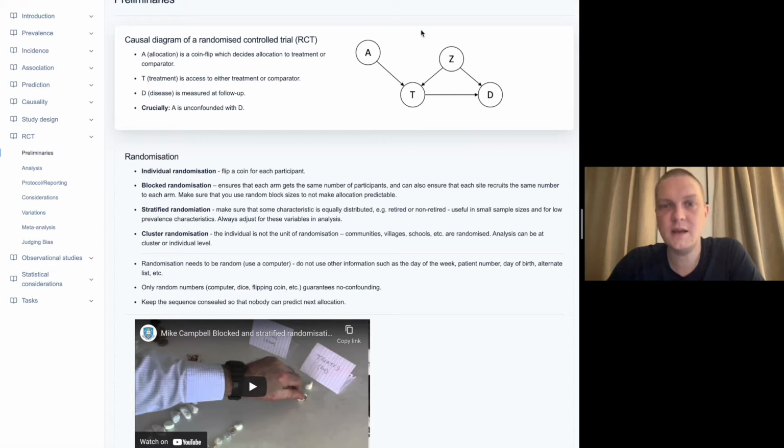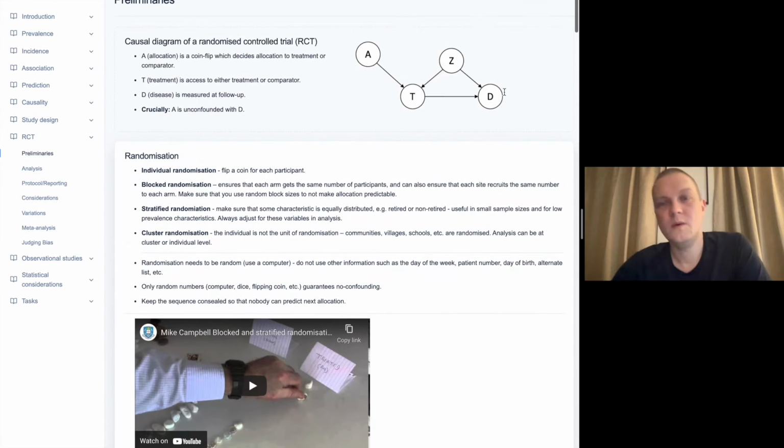But this is the general idea of a randomized controlled trial, that allocation to a specific treatment is random, and therefore there can be no backdoor between allocation and the disease or outcome.